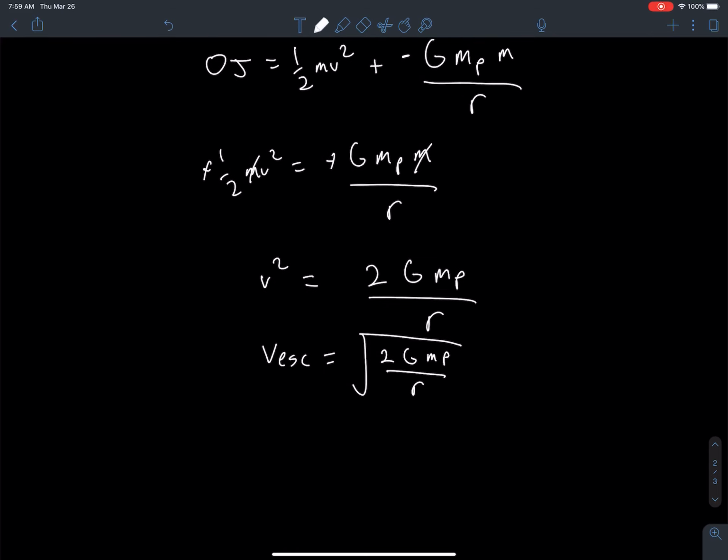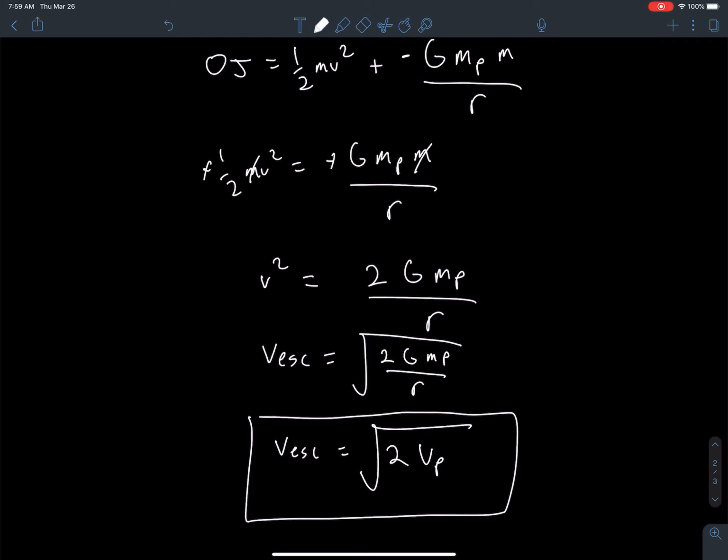That's it. Or your escape velocity is equal to the square root of 2 times your gravitational potential. And that's how we would derive that formula. So I can calculate what my escape velocity would be on any planet. In reality, it's related to two things. It's related to the mass of the planet and the radius from the center of the planet that I'm sitting on. That's how I can calculate the escape velocity.